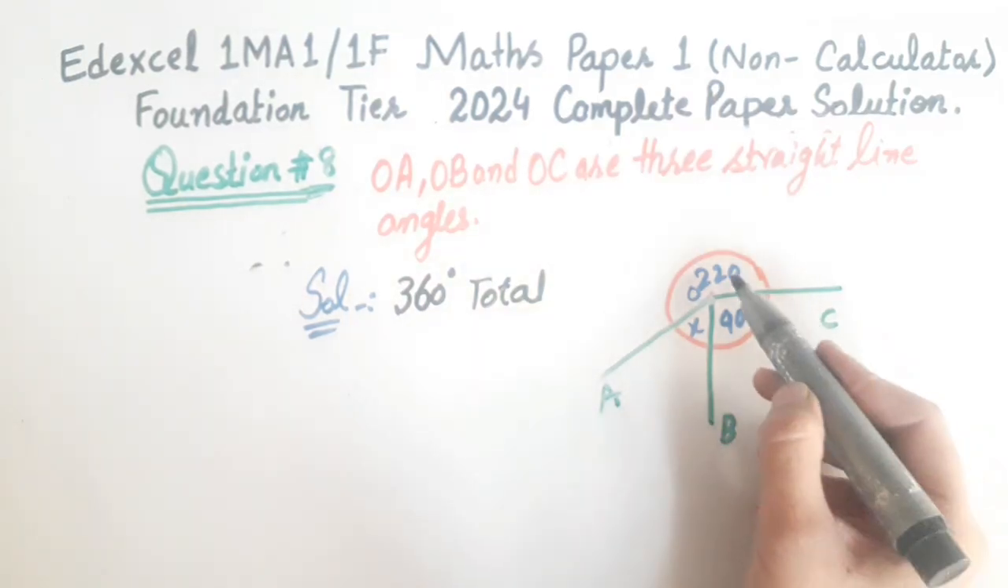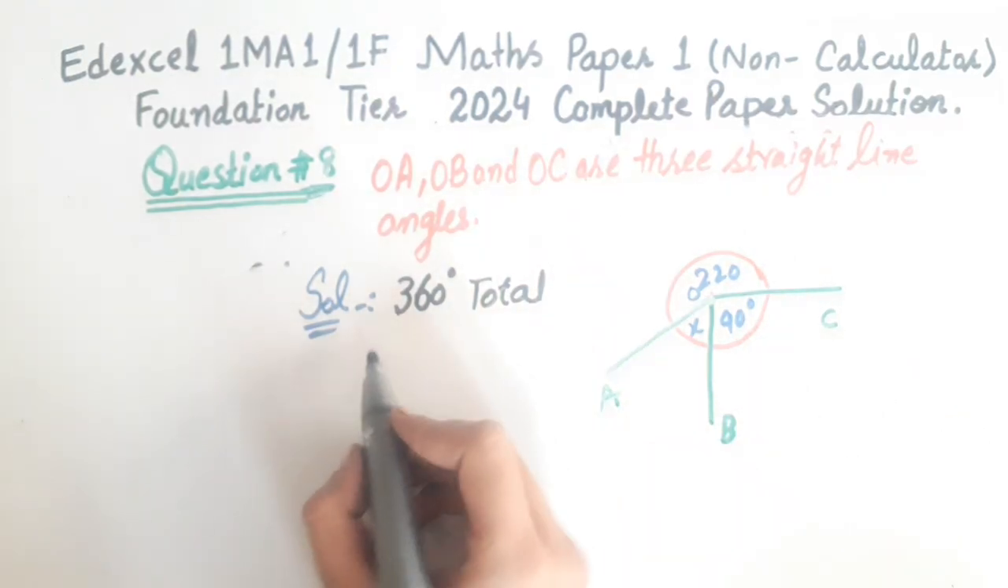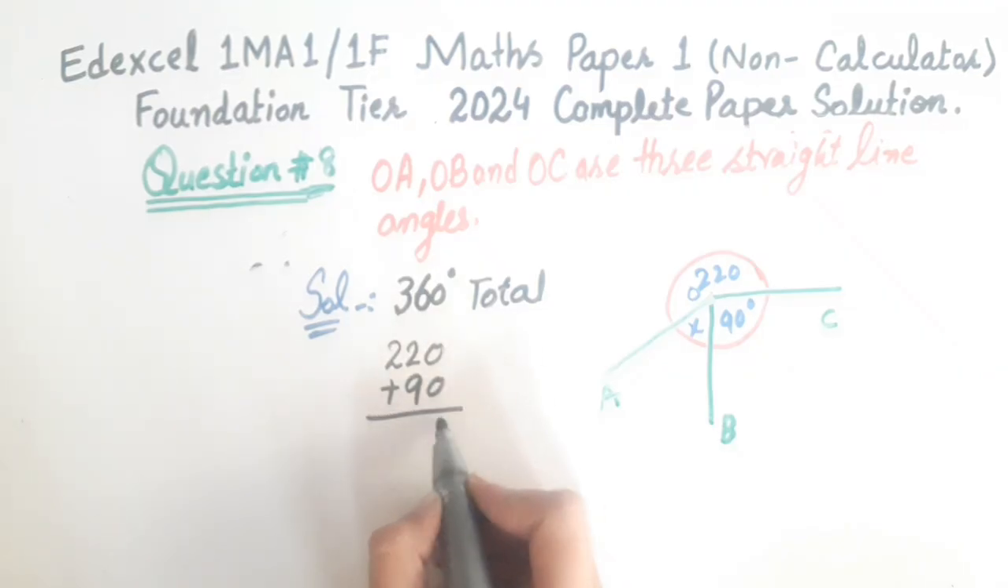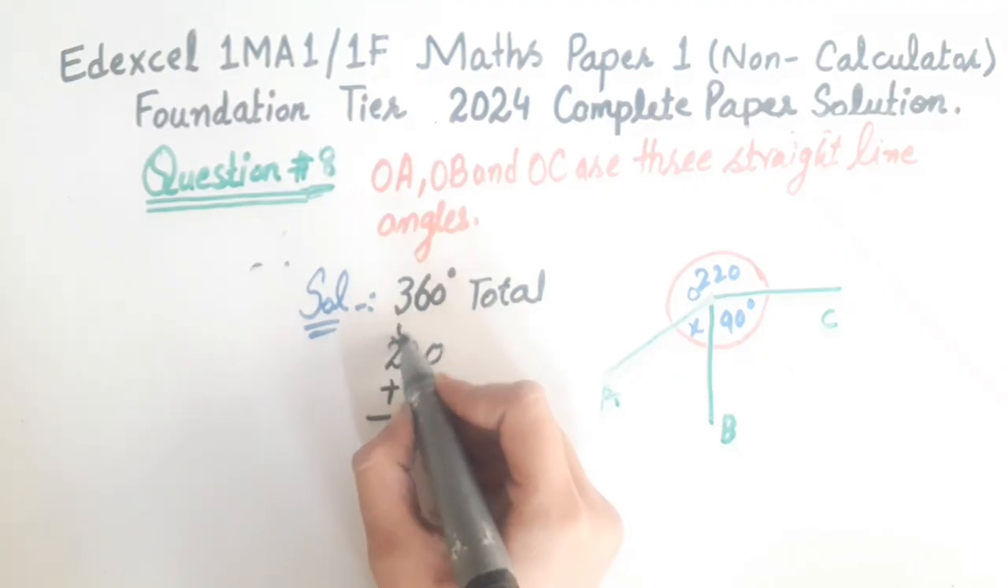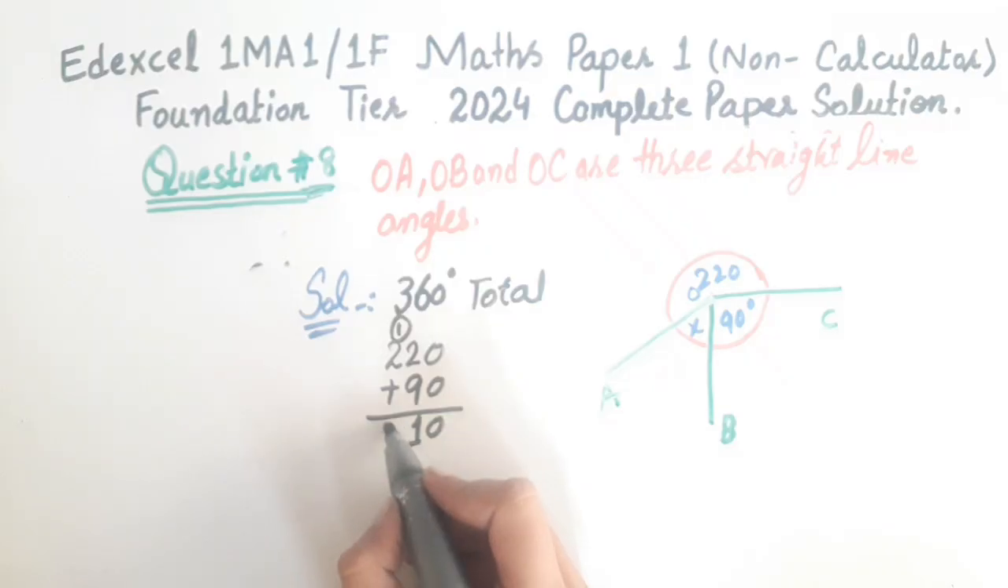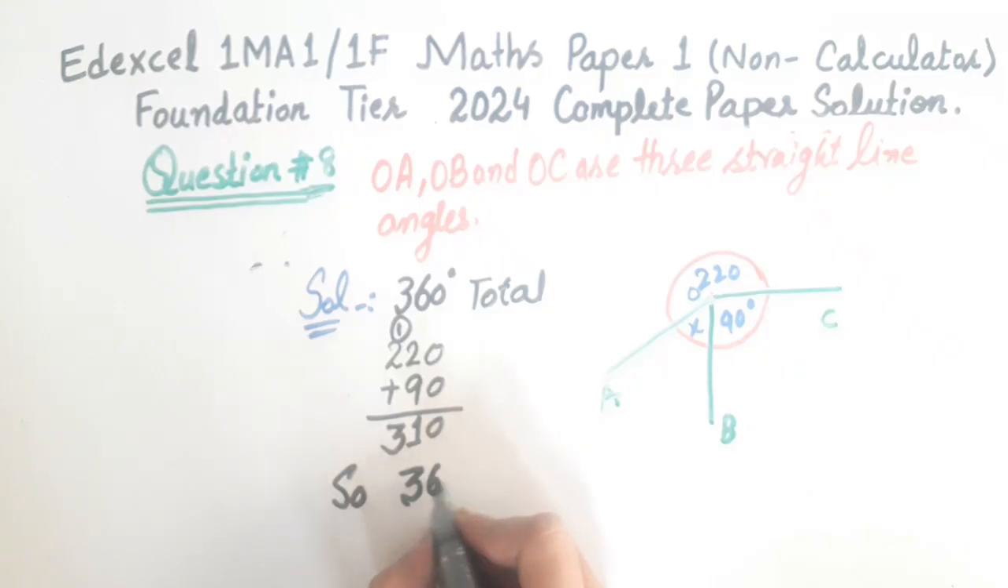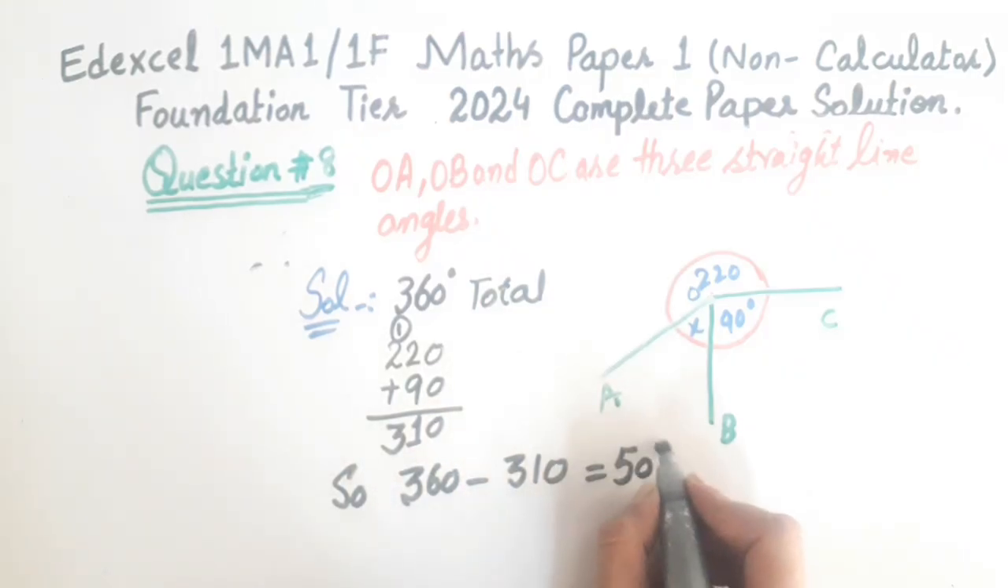It means you will add 220 and 90. 220 plus 90 equals 310. And you have to find the value of x. So 360 minus 310 equals 50 degrees.